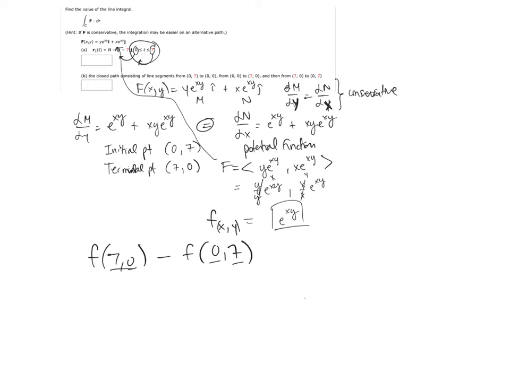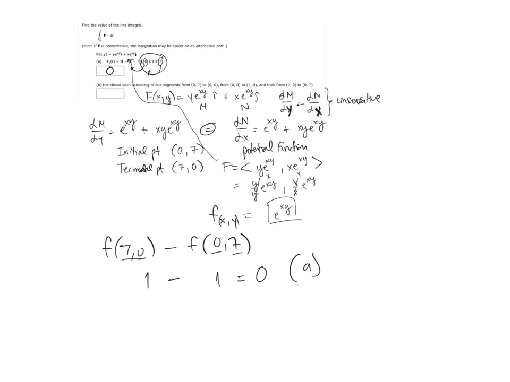So 7 for every x, 0 for every y. So you have 1 minus 1, because you have 0 for the exponent. e to the 0 gives you 1, so 1 minus 1 is 0. So your answer for A will be 0. So this is your A. And then let's do B.